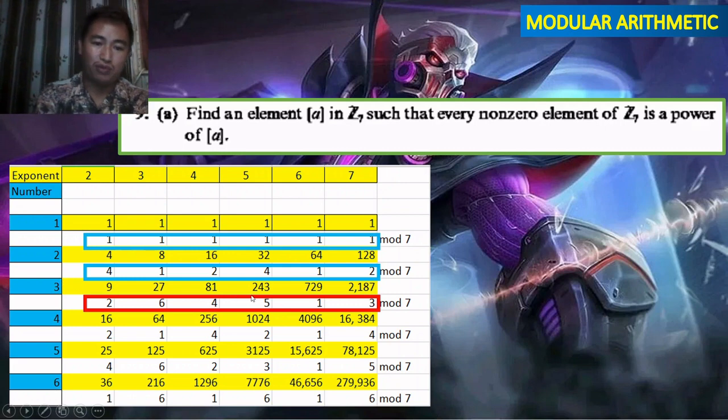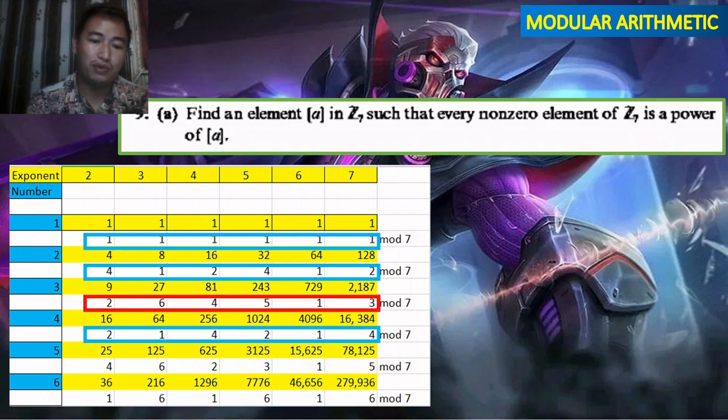3 to the power of 5 kay 243. And then 3 to the power of 6, so 3 times 3 times 3, unom ka 3 kasi, times 729. So ang remainder niya kay 1. And then 3 to the power of 7 kay 2,187. So, this is equal to 3 mod 7. Hala, so naa diri tanan sila. So every non-zero element in Z7 is the power of A, power of 3. So si 3 atong answer, og C kinsa pa.